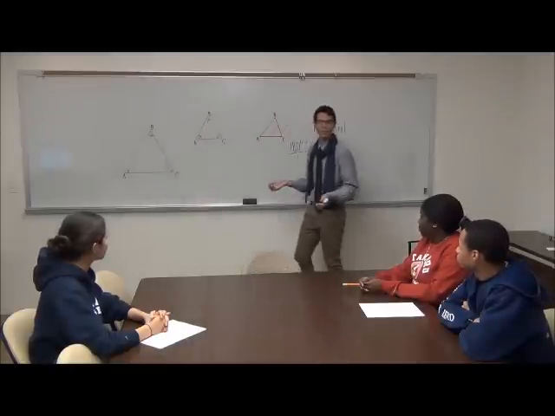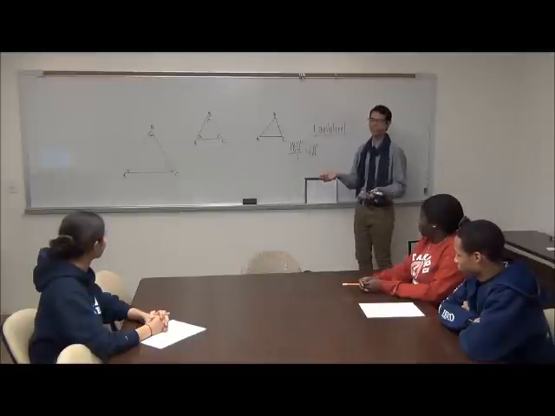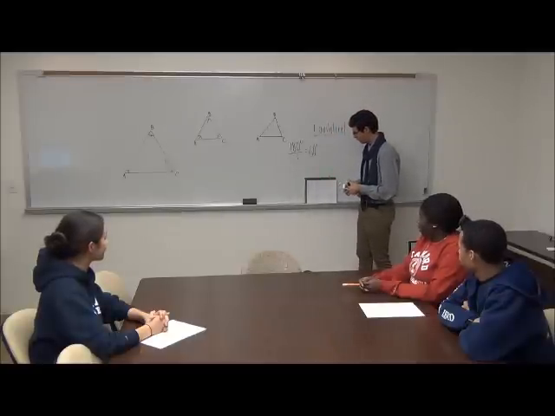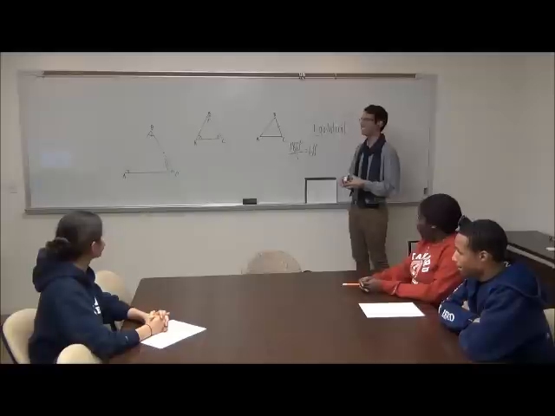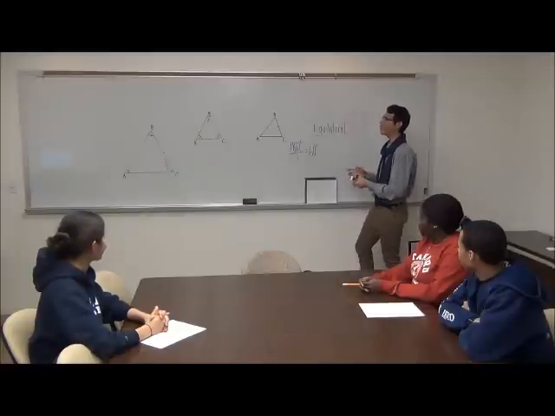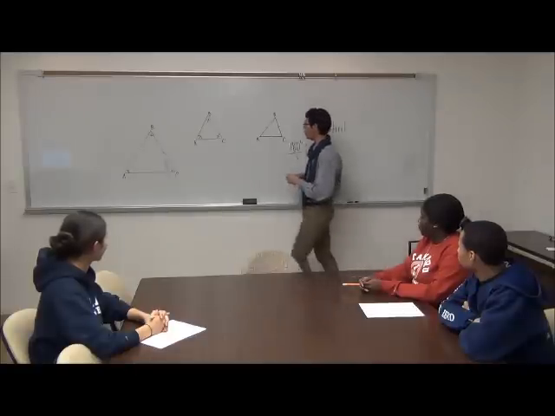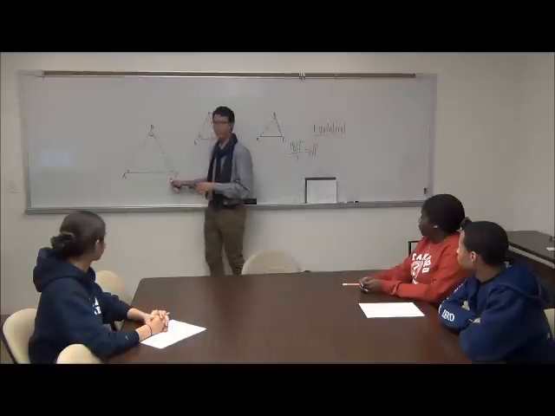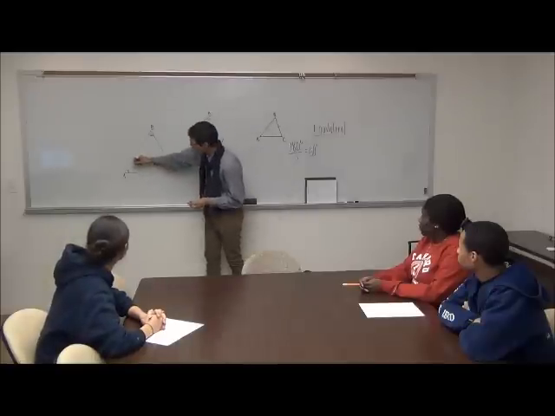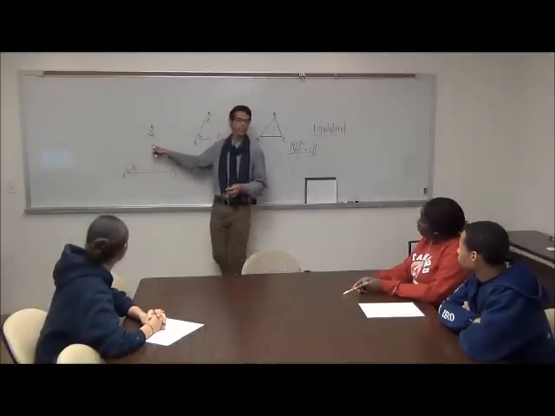Does anyone have any questions about equilateral triangles thus far? No? That's good. So, how about we try a practice problem and see if we can master our skills. So if in this triangle, angle C is 60 degrees, and angle A is also 60 degrees, how can we figure out what angle B equals?